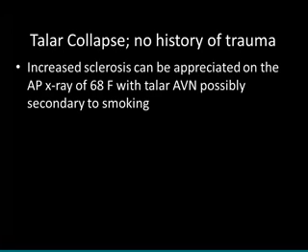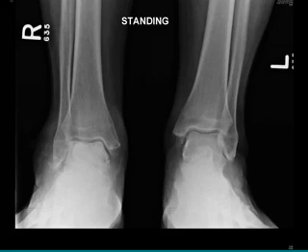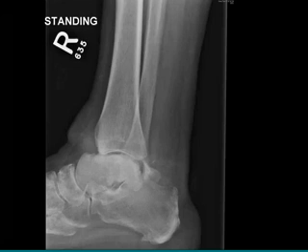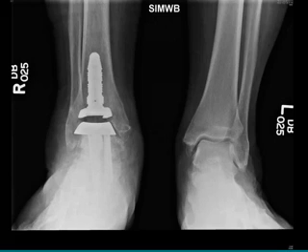In this particular patient, she was a 68-year-old female with talar AVN, possibly secondary to smoking, but there wasn't any history of trauma, and you can see the increased sclerosis on her right ankle of the talus. And you can see, and I think this is the giveaway, this diminution in the talar height. And so this is a sign that that talus just isn't healthy.